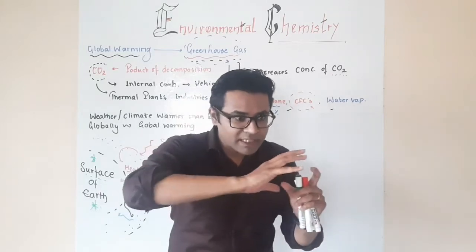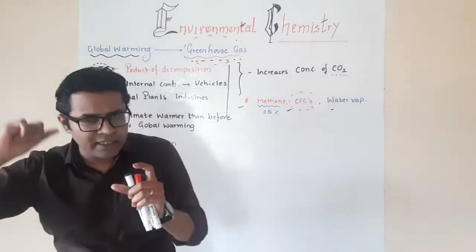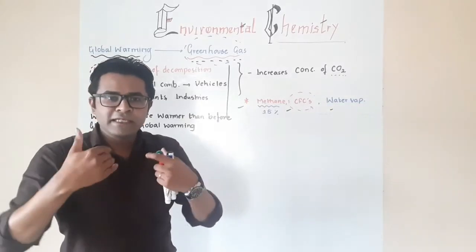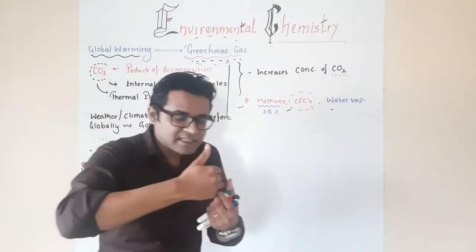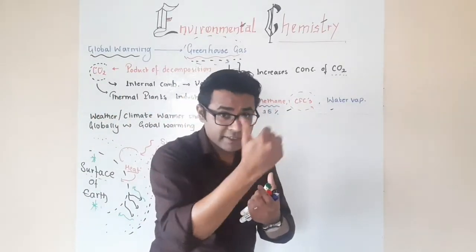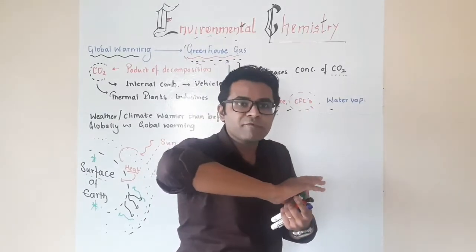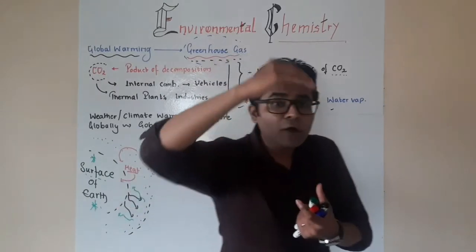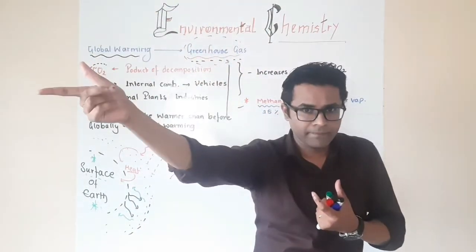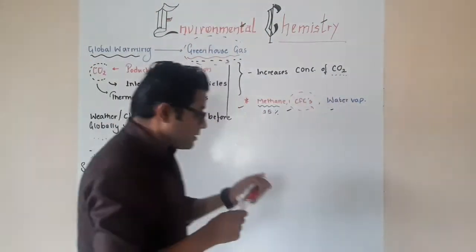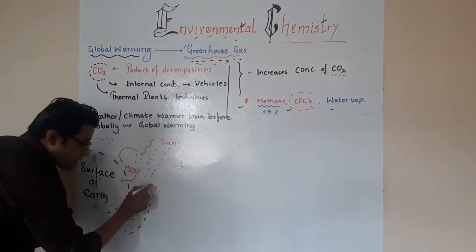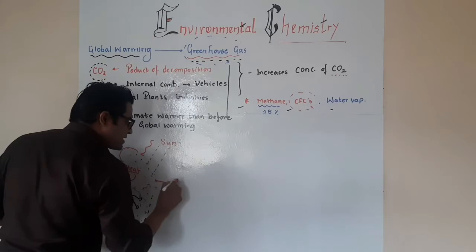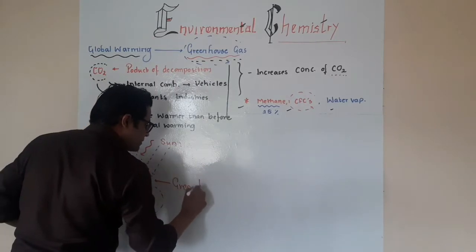They transfer this particular energy to the surface of Earth in the form of heat. When the surface of Earth starts getting heated up, it starts radiating the energy back. But the energy coming from the surface of Earth is not allowed to go back into the outer atmosphere, due to this cover of the greenhouse gases.